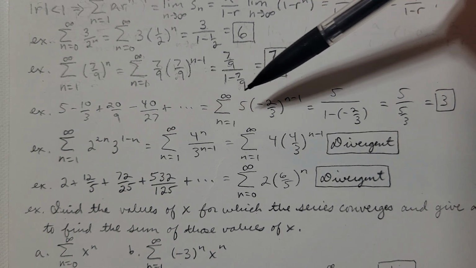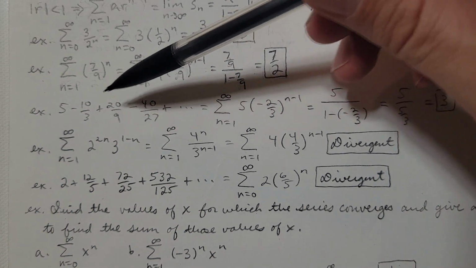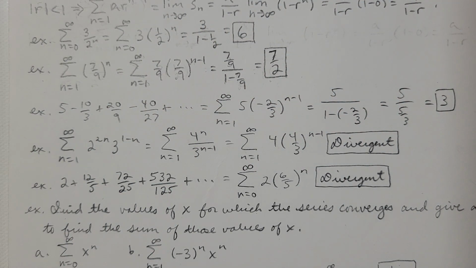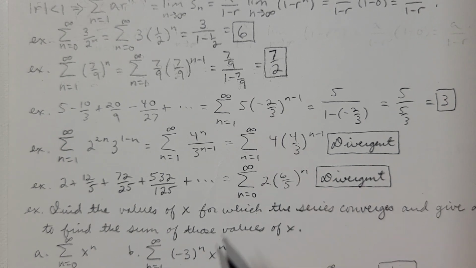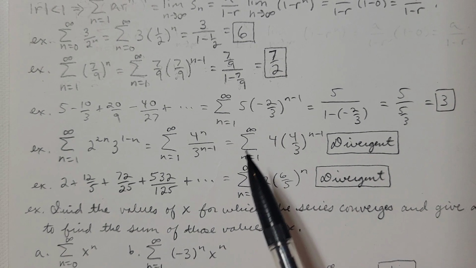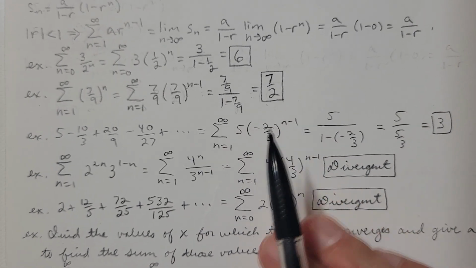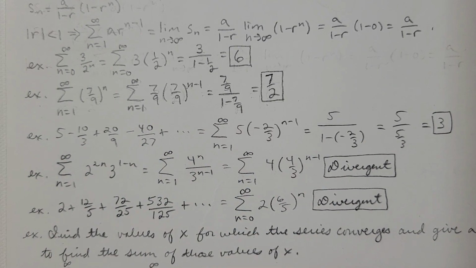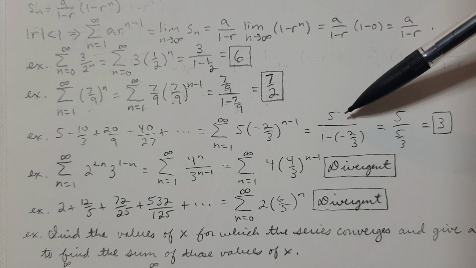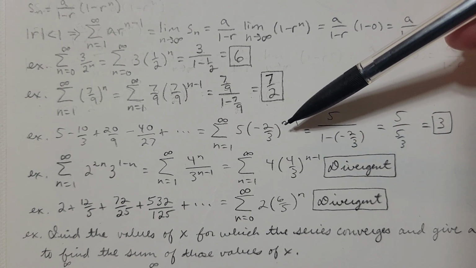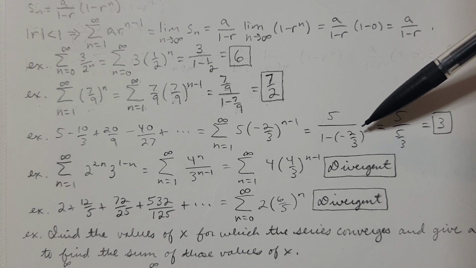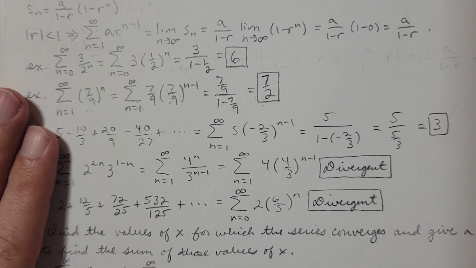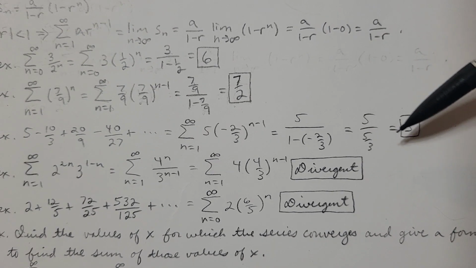Okay, and I'm going to have an alternating series, meaning that it alternates sign, plus, minus, plus, minus, plus, minus. And that's okay. I can still know that this series will converge because r is negative 2/3. The absolute value of negative 2/3 would be 2/3. That's less than 1. Okay, so a is 5 divided by 1 minus r. R is negative 2/3. 1 minus negative 2/3 is 5/3.